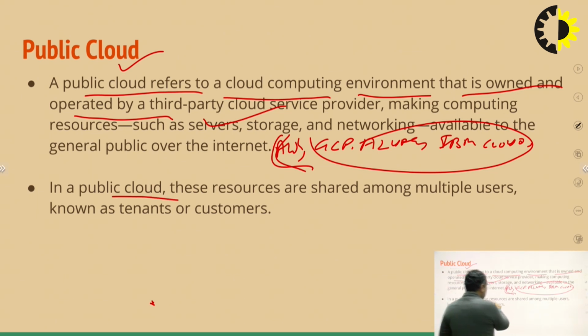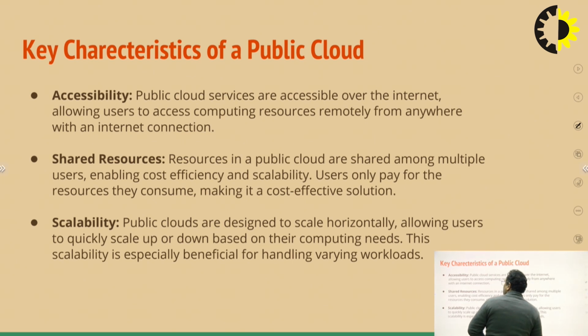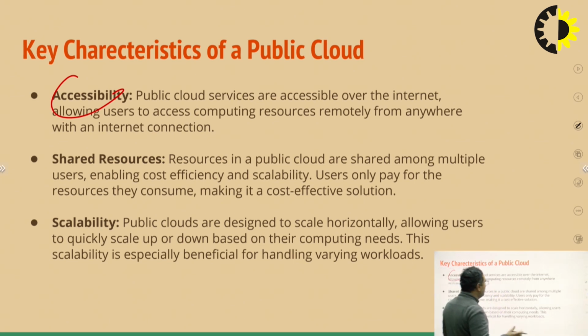In public cloud, these resources are shared among multiple users. You can say tenants. So these users are called tenants in terms of cloud. So all the resources are shared between multiple clients or users. So when I say resources, it means storage, compute, everything you can think of is now shared by multiple users in public cloud. While what are the characteristics of the public cloud? Accessibility. Public cloud services are accessible over the internet.